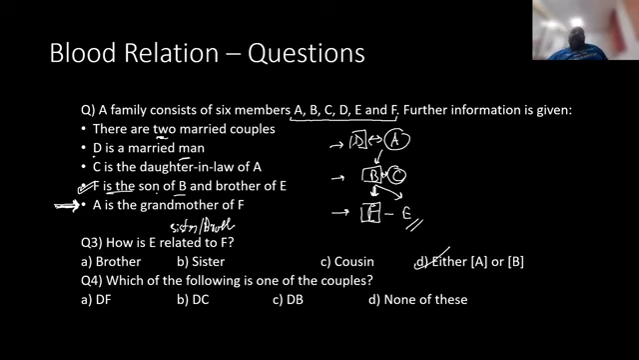Which of the following is one of the couples? AD and BC are the couples. DF is not the couple. DC is not the couple. DB is not the couple. And therefore, none of the mentioned options is a couple.